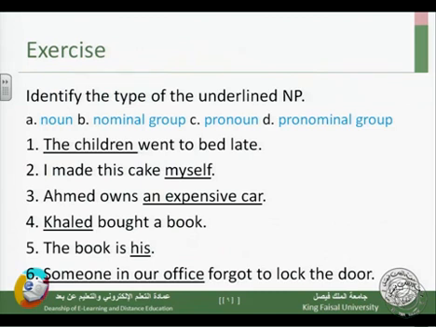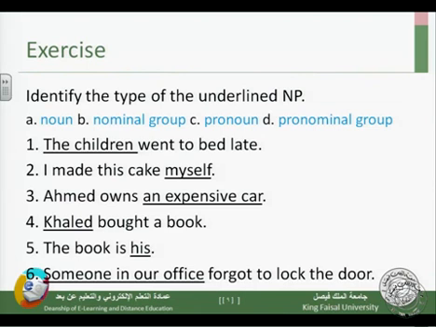Here we have a small exercise. Identify the type of the underlined NP. So we have a number of choices. The first choice, A, is noun. So if the underlined NP is a noun, you choose A. B, nominal group. If it is a nominal group, you choose B. C, pronoun. If it is a pronoun, you choose C. And finally, D, pronominal group. If it is a pronominal group, you choose D.